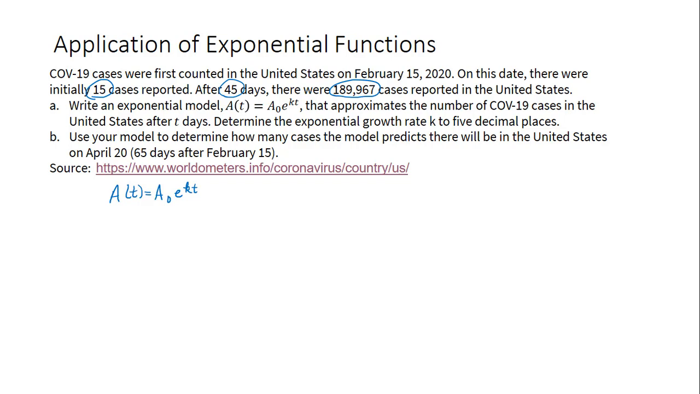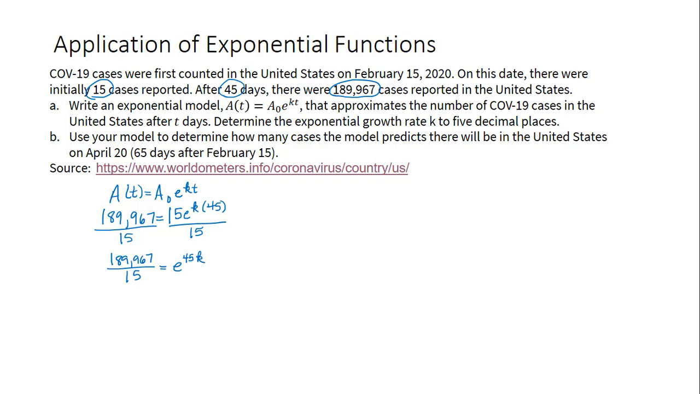So A of t, the ending amount, 189,967, is equal to our beginning amount, 15, times e to the k, we don't know, time is 45 days. We need to isolate the exponential expression, so we divide each side by 15. That number is going to be a decimal value, so for precision, you can just leave that in the fractional form. So we get 189,967 divided by 15 is equal to e to the 45k.